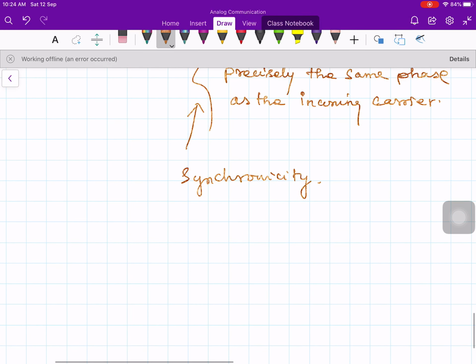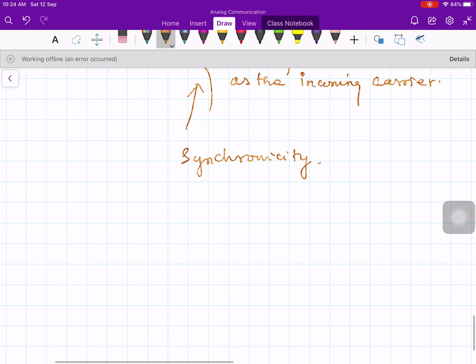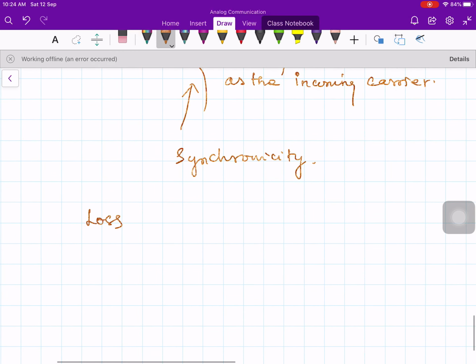If it is not so, you will not get a perfect demodulation. If the frequency is not the same as the carrier frequency, and if there is some phase mismatch, then you will not get perfect demodulation. So let us see why. Let's look at the effect of loss of synchronization. If synchronization is not perfect, what will happen?